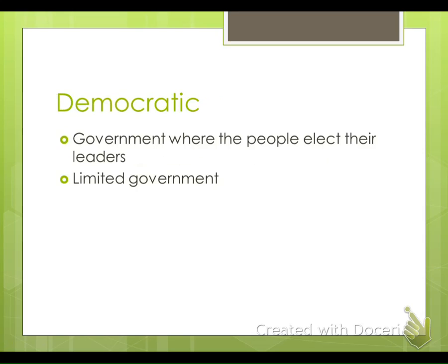Sorry, I think the words might have skipped around a little bit, but the next word that we should have is democratic. This is a government where the people elect their leaders. That way you have a say in government. You vote. Voting is super important in most parts of the world. It's a limited government as well. An example of this again is America or Japan or even Taiwan. So we have a lot of examples of democracies all across the world.